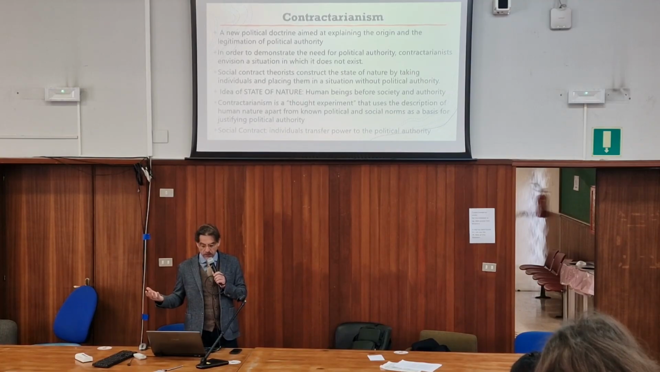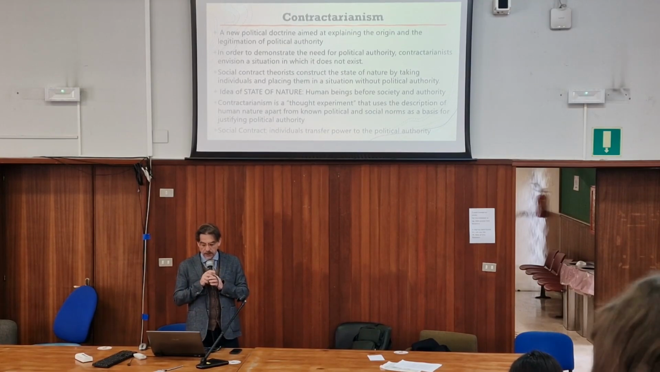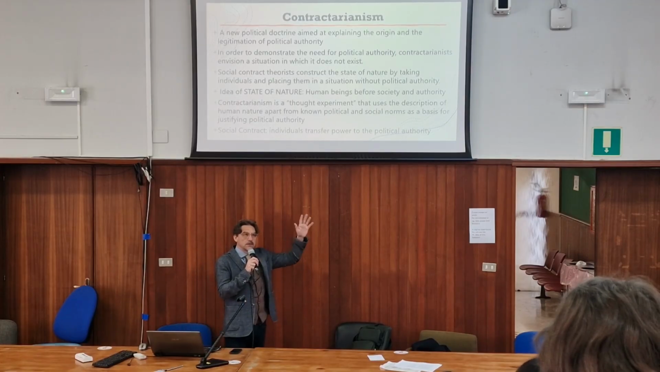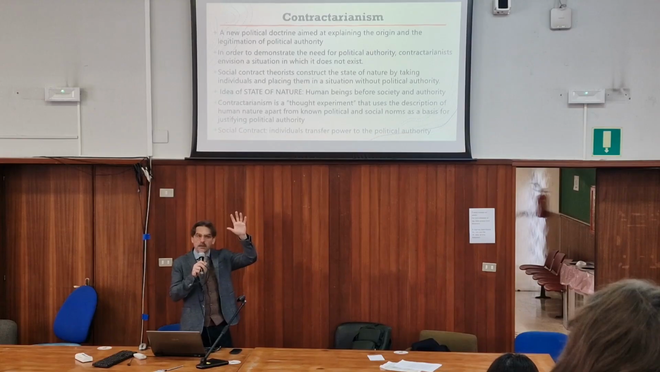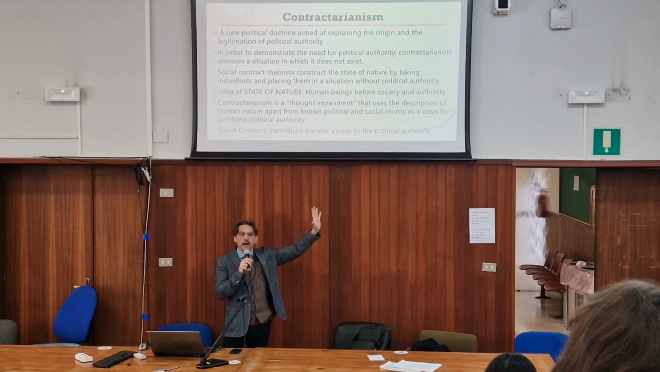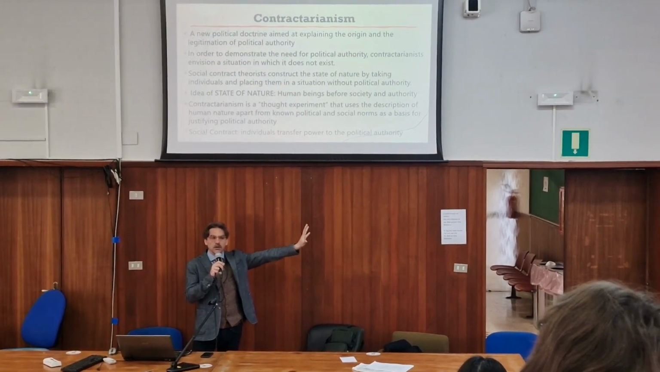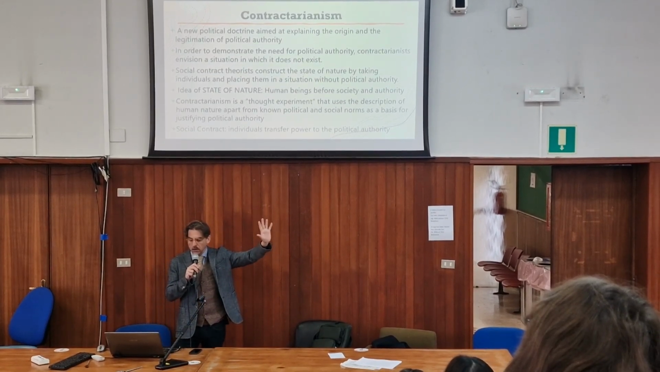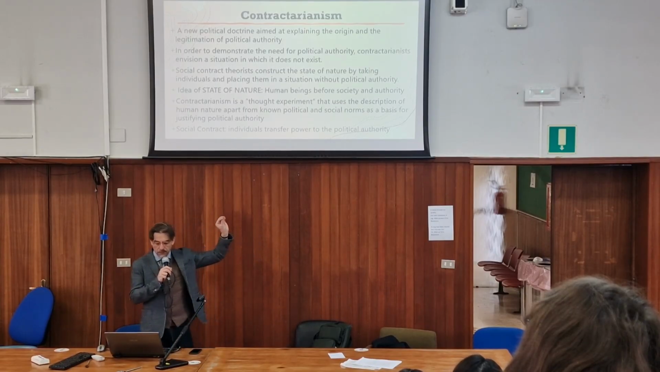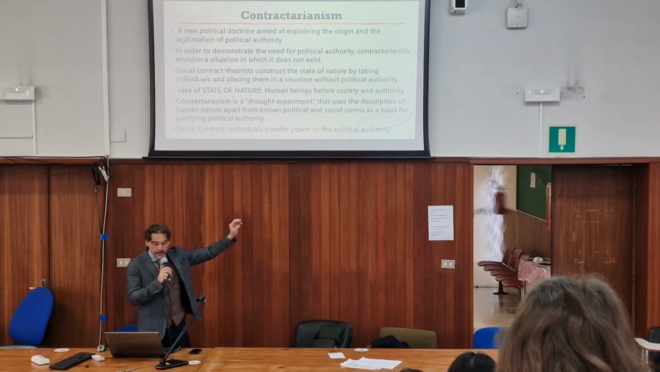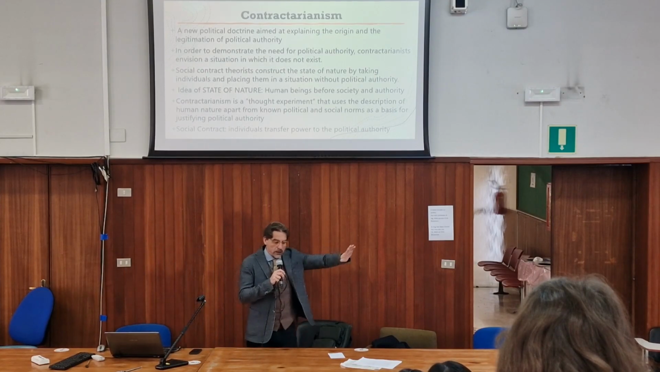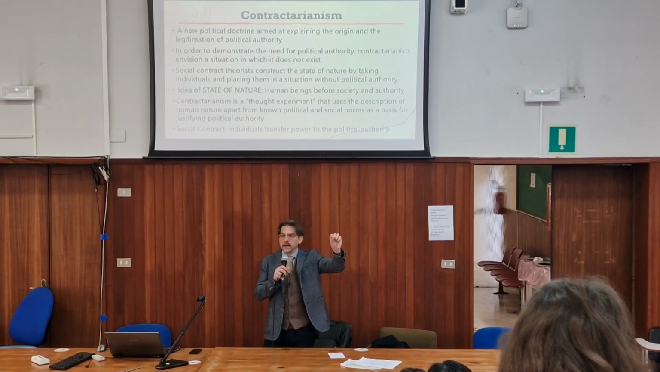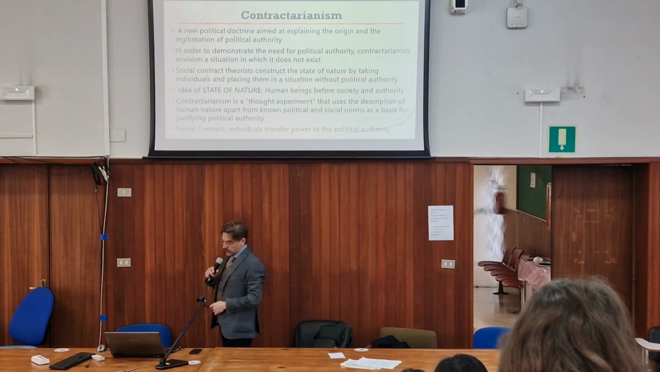How do they do it? They do it in 2 steps. So first, it's a thought experiment. You use imagination to picture a situation in which we have no state, which is the state of nature, so no political authority, no political power anywhere. Human beings before society and before authority. Okay? And then you say, okay, we imagine we are in the state of nature, all individuals. How would we write a contract all together in which we establish the authority?